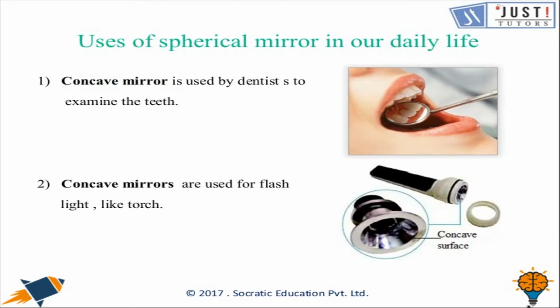Now we'll learn about some uses of the spherical mirror. Concave mirrors in general are used by dentists. The reason for that is the images formed by a concave mirror are real and inverted. We learn about that as we move further in the video. Also, concave mirrors are used for flashlights, like in torches. You can get the idea from the picture shown here. The mirror up front in the torch is a concave mirror.